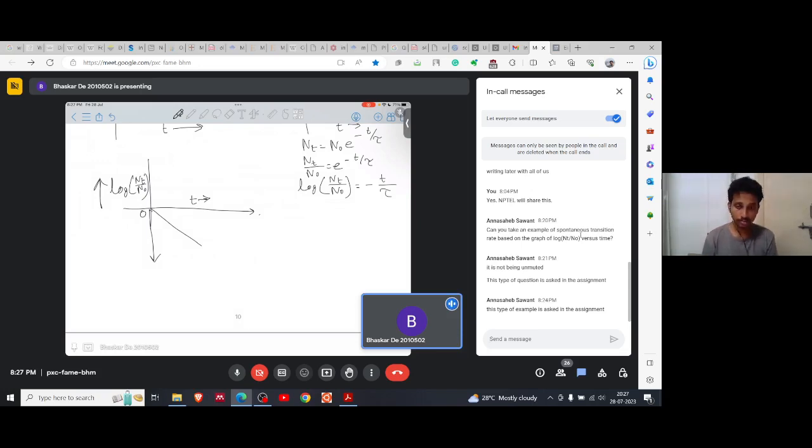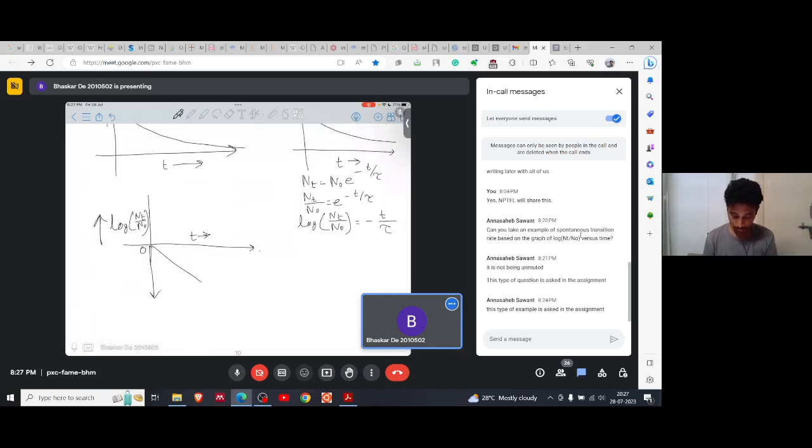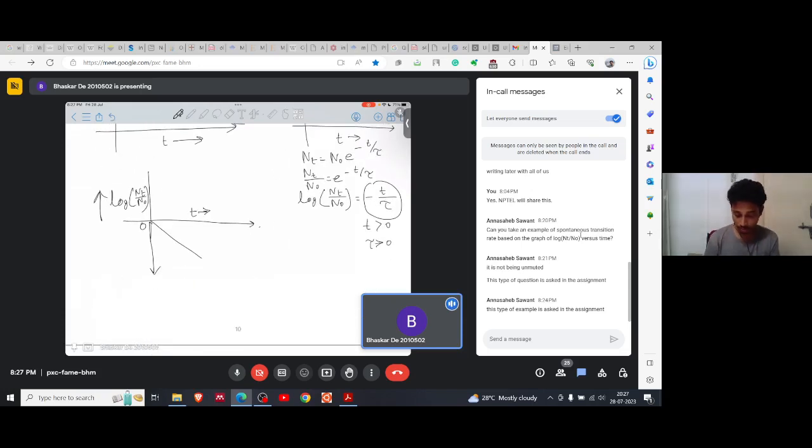This will be the form of the graph: a straight line, and this curve will be on the negative side, not the positive side, because the log will always give a negative value, since t is greater than 0 and tau is greater than 0, so this particular value will always be negative. Now what kind of example you are talking about, I am not sure, but this will be the nature of the curve.